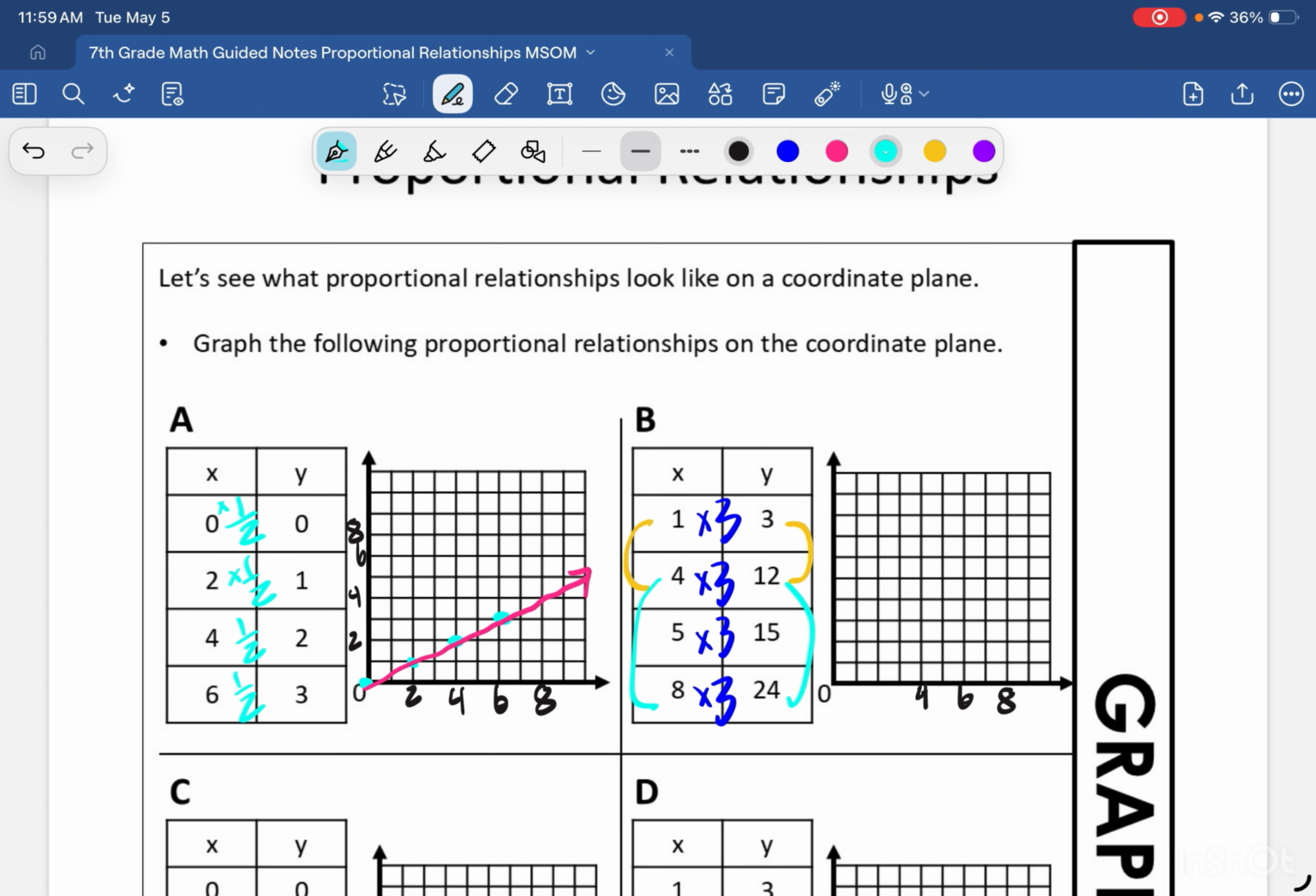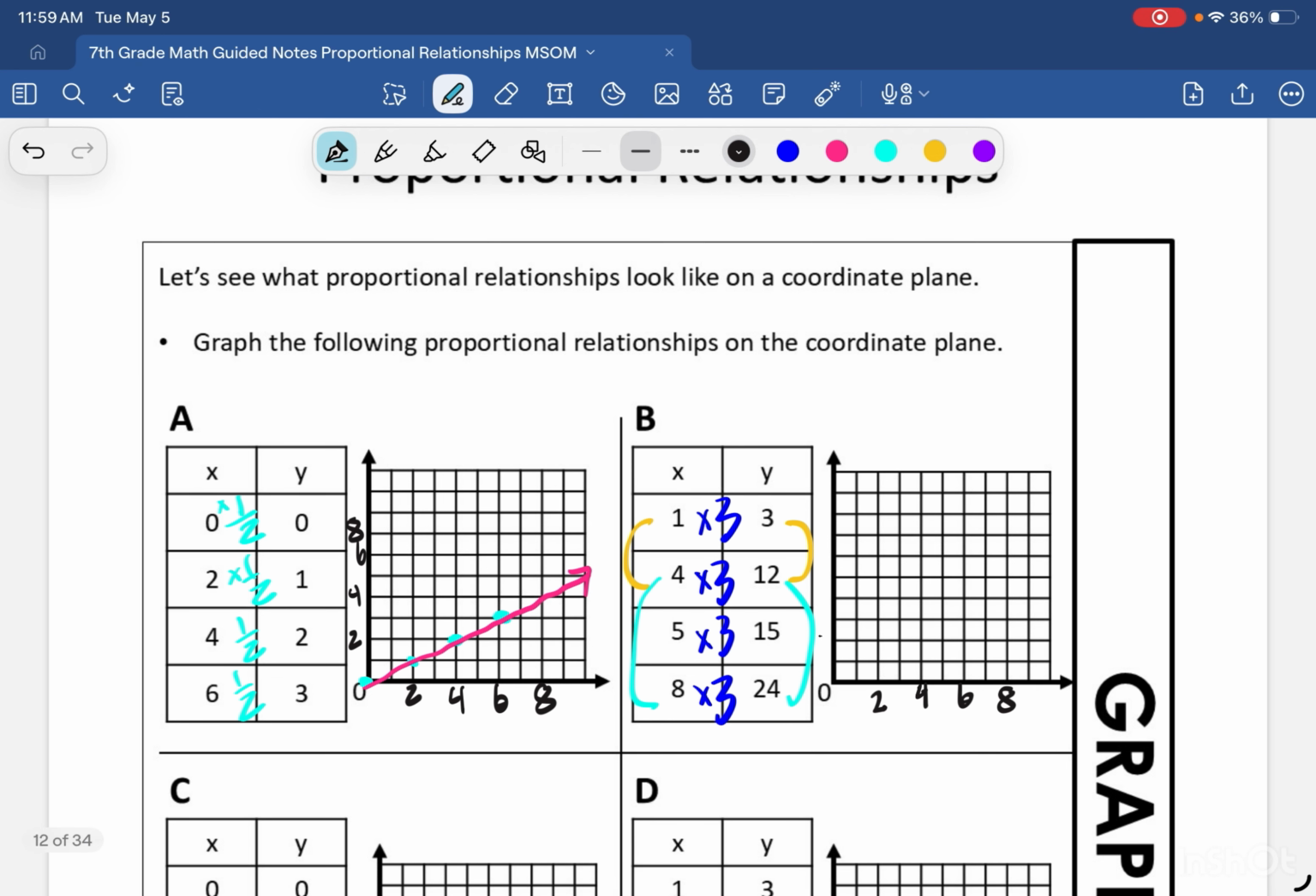Let's go ahead and graph this. I'm going to go by ones here on the bottom, but on the side I need to go all the way up to 24. So let's go by 2s. I'll mark this 4, 8, 12, 16, 20. I ran out of a little bit of room for the top, but that's going to be 24 there at the top. Let's graph this. So I have 1, 3, 4, 12, 5, 15, and then 8, 24. About right there. If I connect all these dots, my graph is going to look like this.